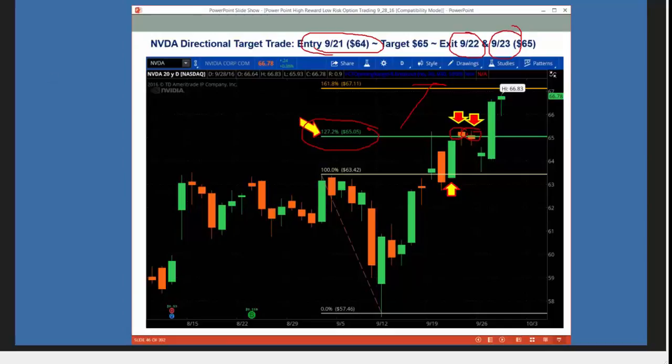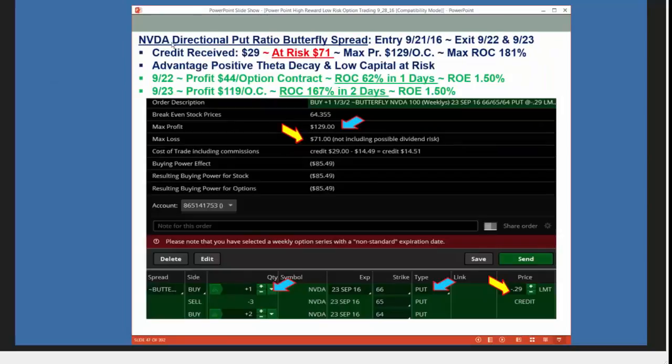So here's what the outcome looked like. So here's the trade setup on the 21st. So credit received on this one, it's a dollar wide spread, $29 credit. So the difference is you're at risk of 71. But this was so close to that 65 strike, good momentum. It looked great to the upside. So that would put your potential max profit at 129. If it was to pin right there at $65 at expiration on the 23rd, that's the maximum theoretical profit. Okay. Now this trade, that would be 181% return on your capital at risk of 71.